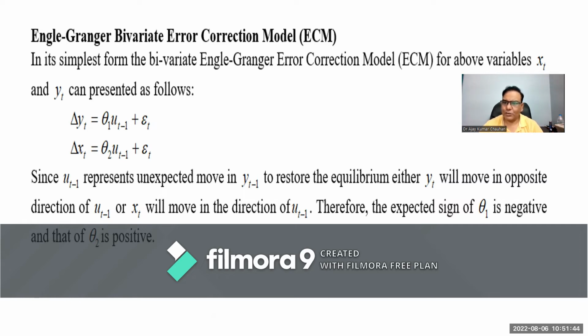So this is one of the conditions that we have to check. Since ut minus 1 represents unexpected movement in y, to restore the equilibrium, either y will move in the opposite direction of ut or x will move in the direction of ut. So therefore, the expected sign of theta 1 is negative and theta 2 sign is positive. So we have to check this error correction mechanism carefully.